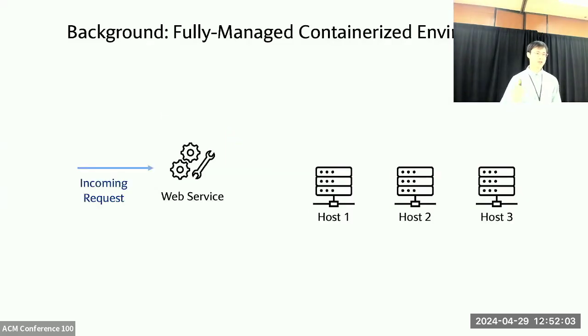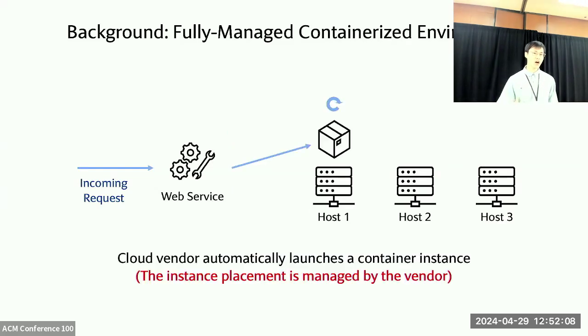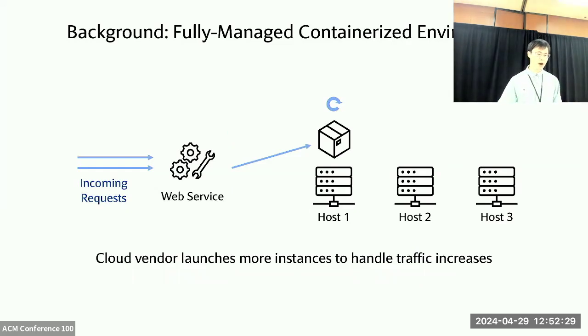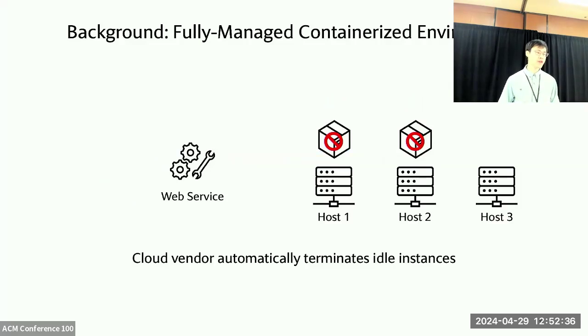For example, if the service takes an incoming request, the cloud vendor will automatically launch a container on one of the physical hosts to handle this request. Note that here, the selection of the physical host to run this container, namely the instance placement policy, is fully managed by the cloud vendor and is unknown to the user. In the future, if the service takes more requests, the cloud vendor will automatically scale out to launch new containers, potentially on different machines, to handle this new incoming request. And if any containers become idle, they are going to be terminated automatically by the cloud vendor.